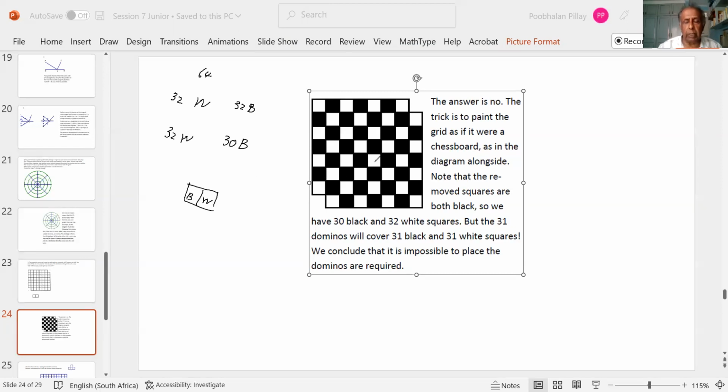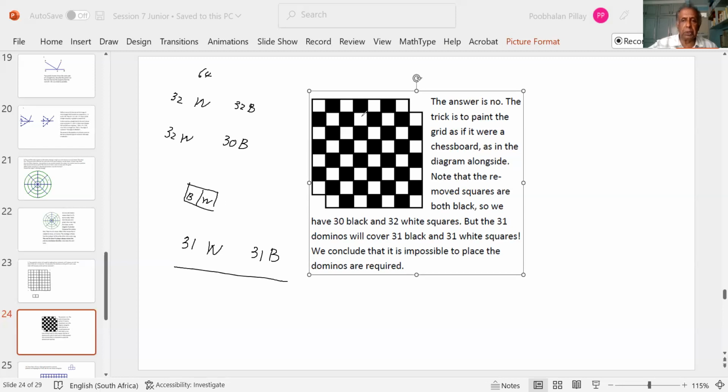So if it is possible to cover up all these squares, then it means that the 31 dominoes will cover 31 white and 31 black. But you don't have that scenario on the chessboard. You don't have 31 blacks to cover. You only have 30 blacks. See? So if you make the assumption that it can be done, then you have this situation, and you know that this is impossible because these 31 dominoes cannot cover 31 blacks, because there are only 30 blacks altogether.